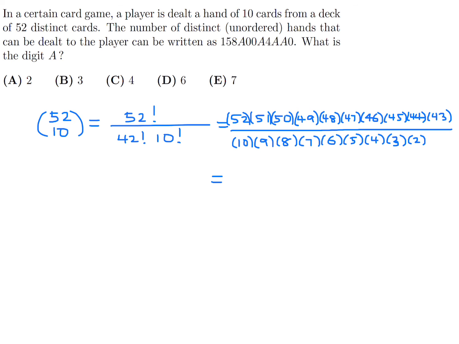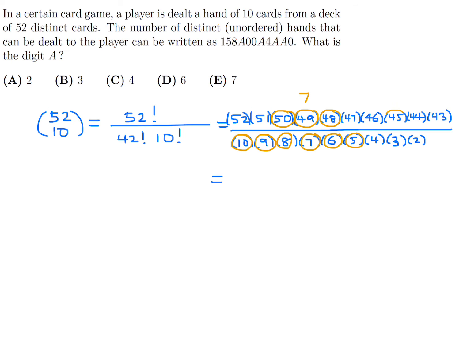So let's see here. The 10 and the 5 is 50, so that cancels with that. The 8 and the 6 is a 48, so that cancels with that. And now I don't think I'll be able to cancel anything more, but I might be able to reduce some stuff. So, for example, the 7 and the 49, that cancels to just leave a 7.